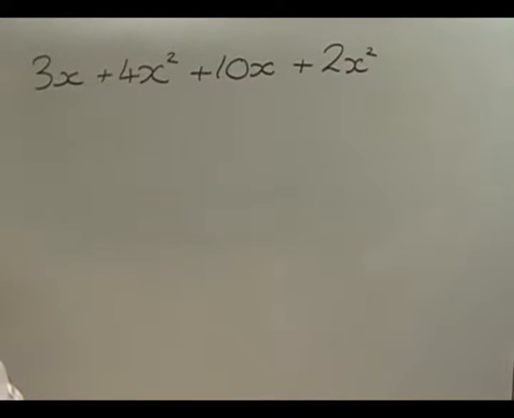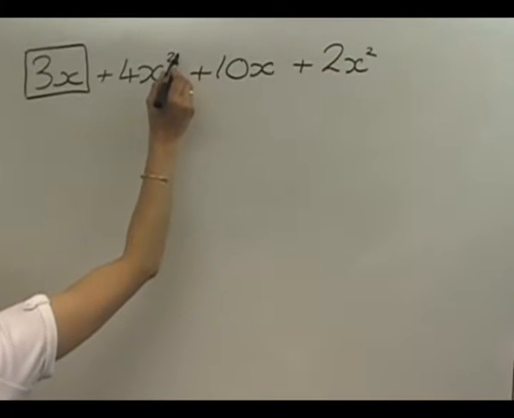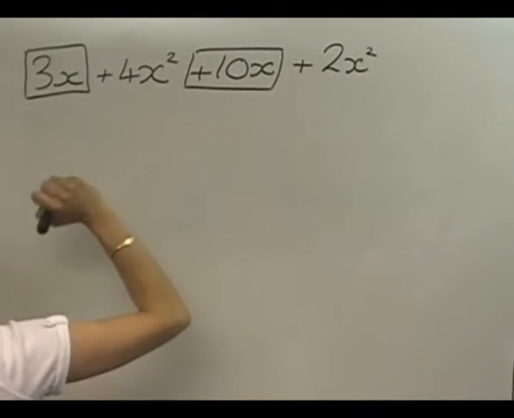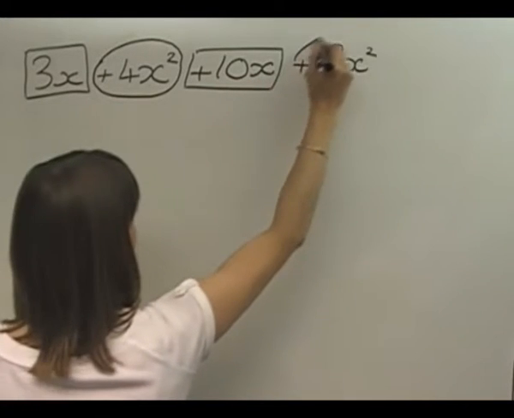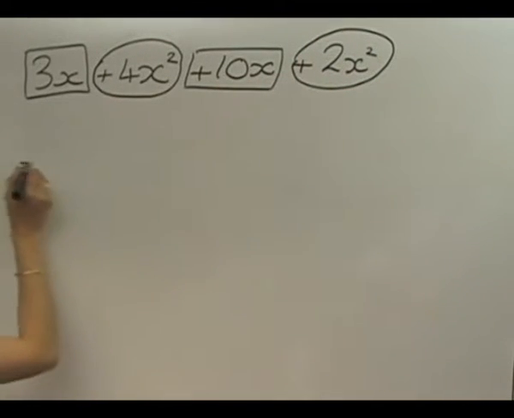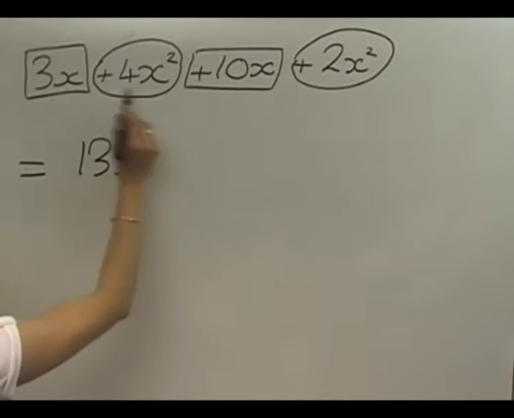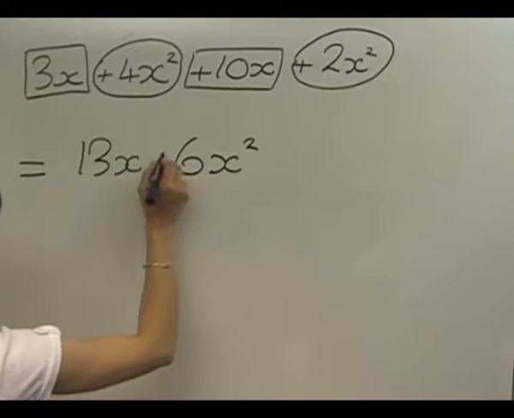You cannot add terms together that have x and x squared in them, so we use the process that we always use. We put a box around 3x. We can't put a box around 4x squared, so we put a box around plus 10x. Those two are the same. Now we put circles around the other two because they both contain x squared. So we got 3x add 10x, which is 13x, and 4x squared add 2x squared, which is 6x squared, and we add that on because it's positive.